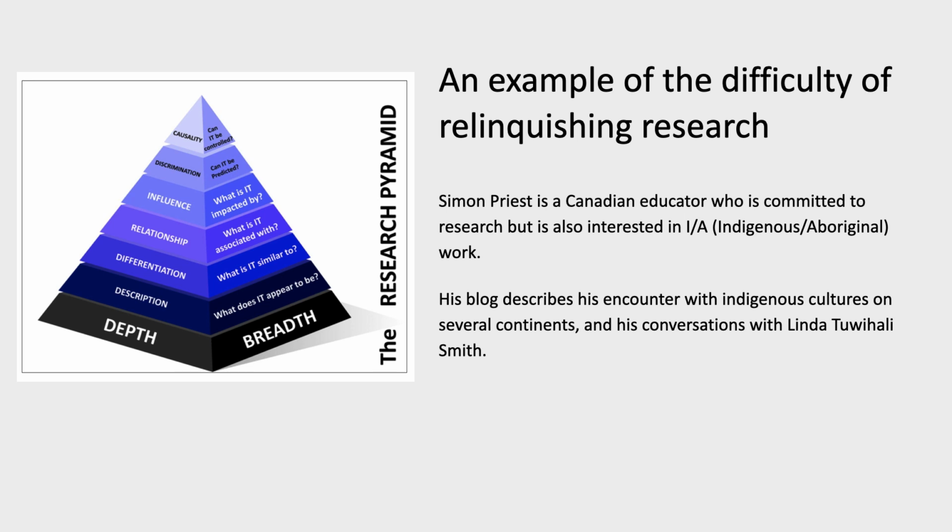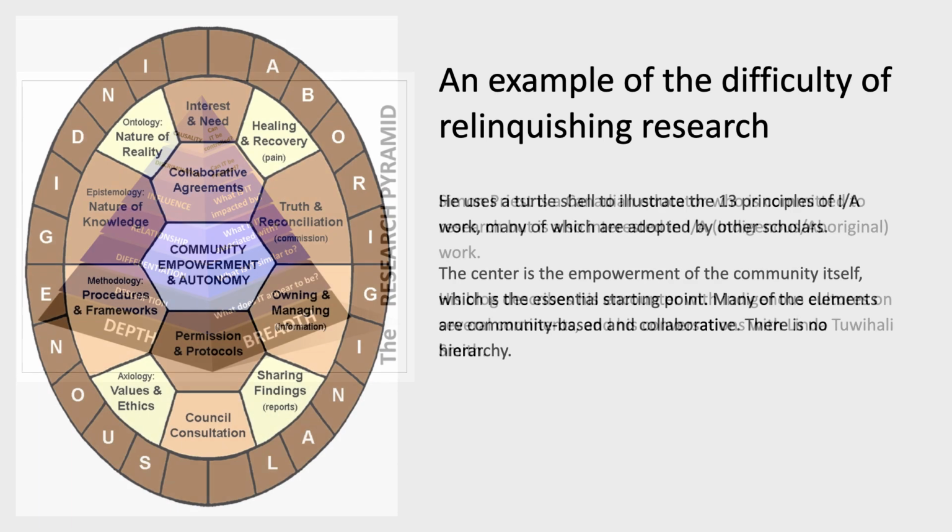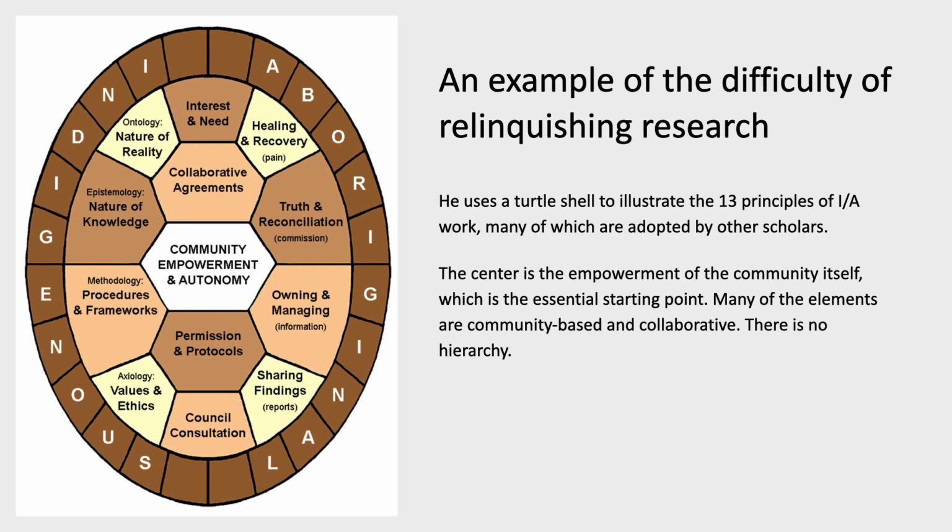There's his diagram of the research pyramid. It's a typical kind of schematization or standardization of the steps or stages of research, which can also be found in the scientific models from which all of this ultimately derives. He uses at one point a turtle shell to illustrate 13 principles of IA work, many of which have been adopted by other scholars. So at the center there is community empowerment and autonomy, because empathy and empowerment are essential starting points in the representation of Indigenous voices.